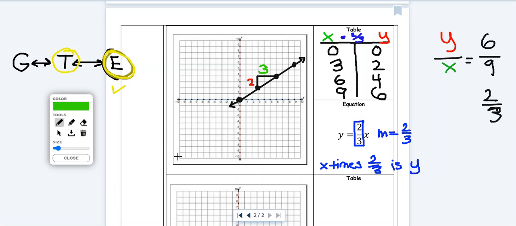So this is how you go. Once you have your table, you go to your graph. So this is how you identify the slope in an equation, make a table using that relationship, and then use the points in your table to make a graph.